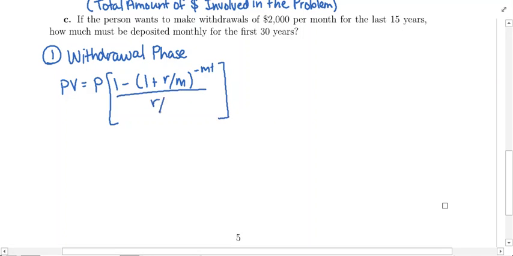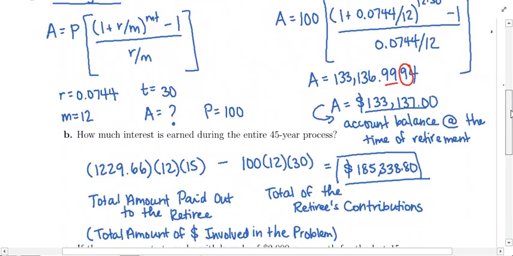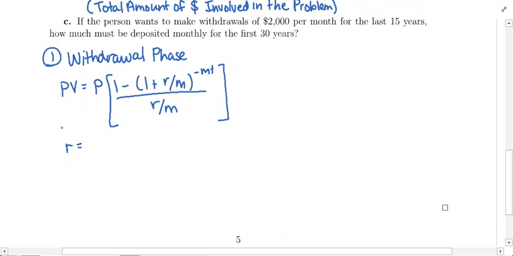So let's figure out what we know and what we're looking for. Obvious stuff first. The interest rate hasn't changed because we're still working within the same example 4. The interest rate that was stated was 7.44%, so we're keeping that interest rate. And everything here is going to be done monthly. The withdrawals will be made monthly, which corresponds to how often the interest is being compounded. As for time, this withdrawal phase is happening during retirement, during that 15-year period.